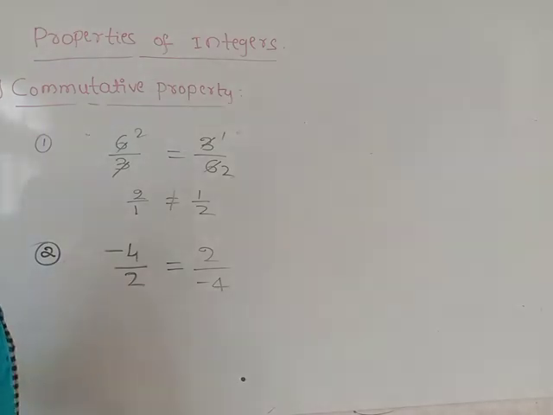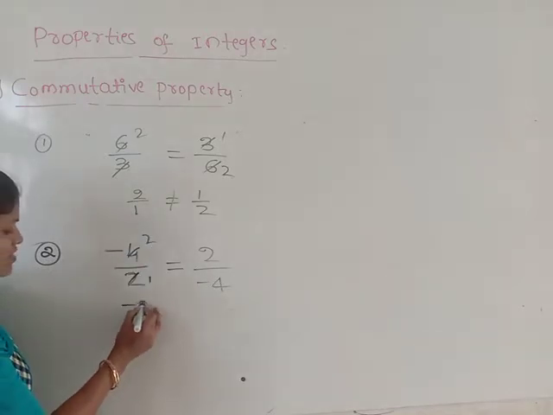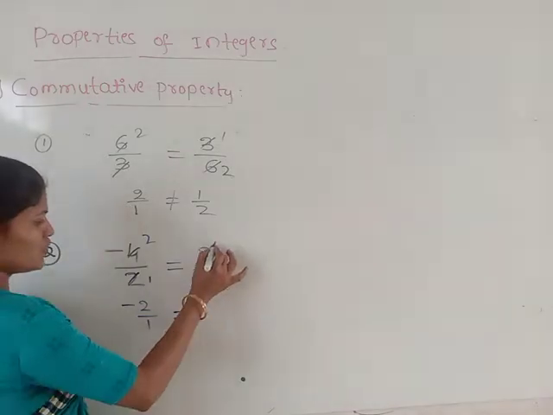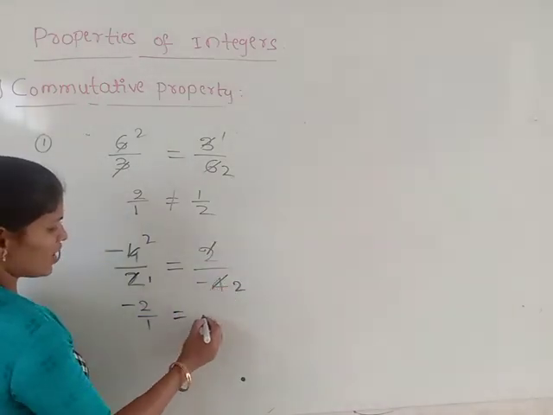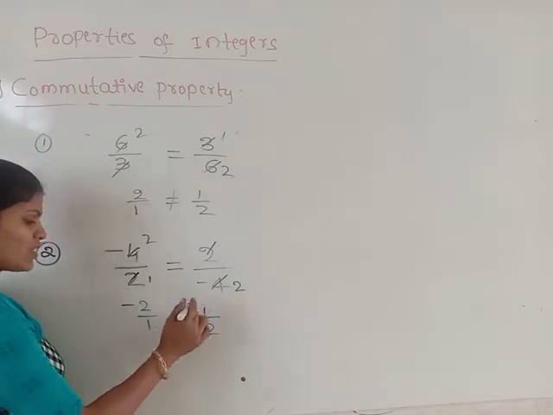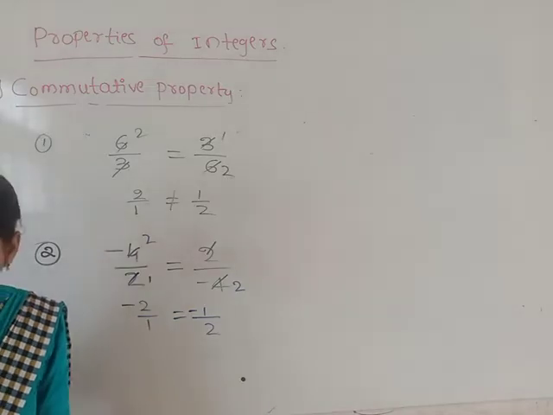Not equal. How? 2 ones are 2, 2 twos are 4. The answer is minus 2 by 1 here. Then here, the answer is 1 by minus 2. This is nothing but minus 1 by 2; plus by minus is also minus. So we can take directly minus 1 by 2. Whether these two are equal? Minus 2 and minus half are equal here?